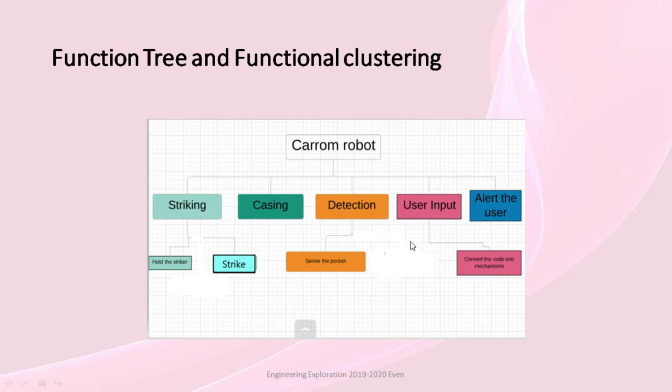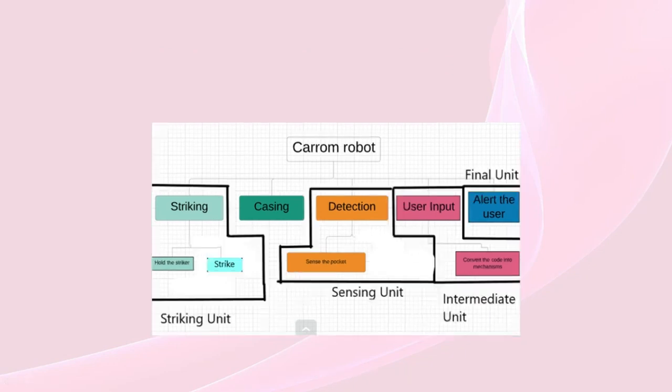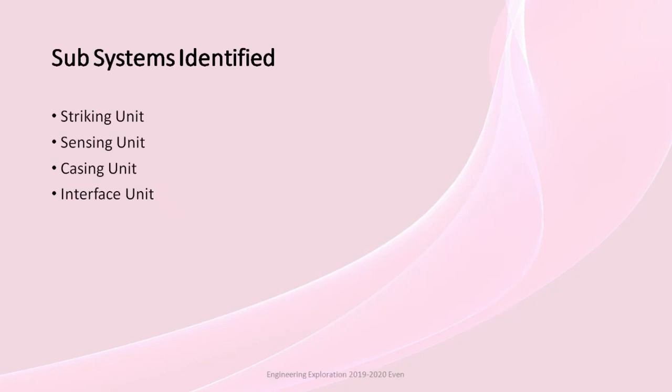After doing the function tree, we had to go with functional clustering so that we could identify our subsystems. This is how we clustered them together. After functional clustering, we came up with the subsystems, that is, striking unit, sensing unit, casing unit and interface unit.